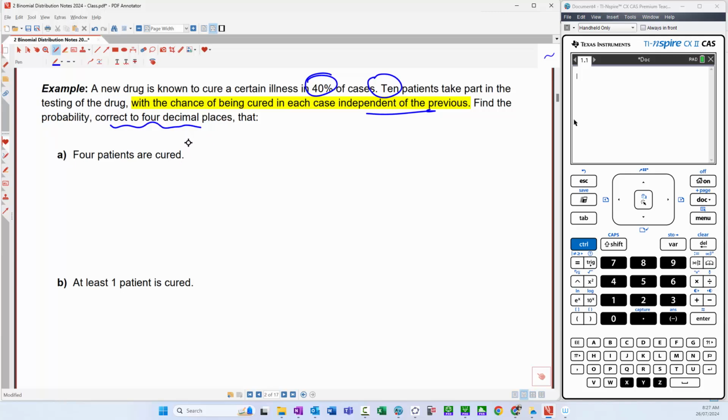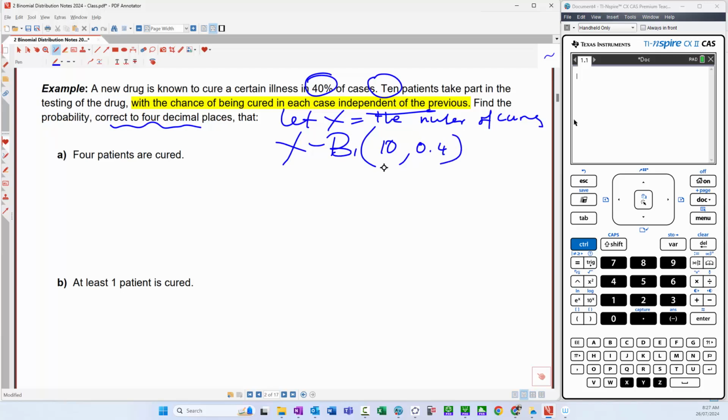Before you go anywhere else, make sure you define your distribution. So first of all, let x equal the number of cures. That's what our random variable is. And how many times are we doing this? We're doing it 10 times, so we've got 10 patients. And the chance of success, curing the illness, is 0.4 or 4/10. This one here, we're looking for exactly 4 patients being cured.